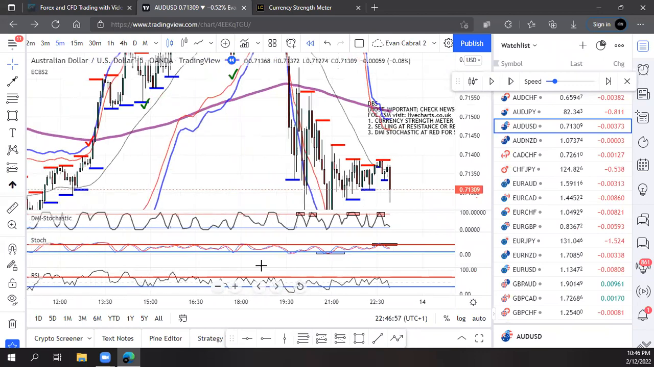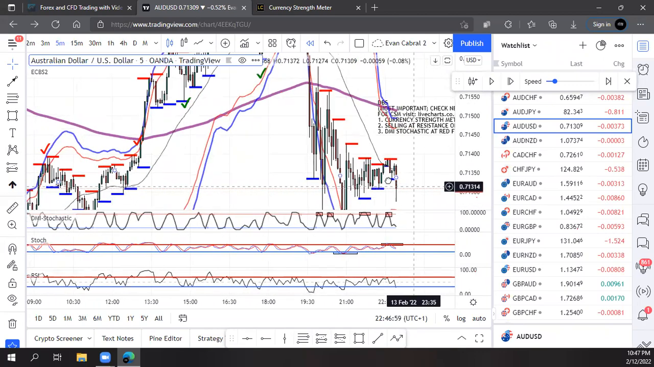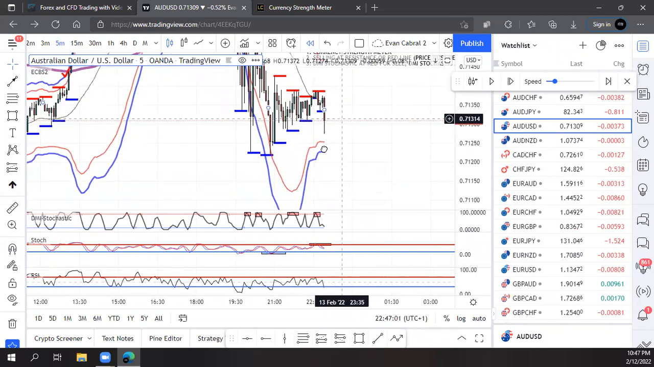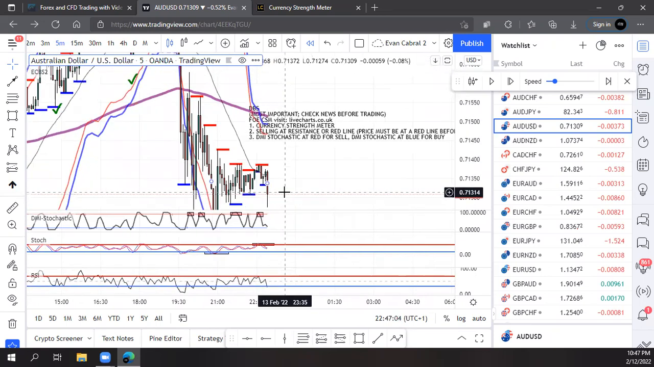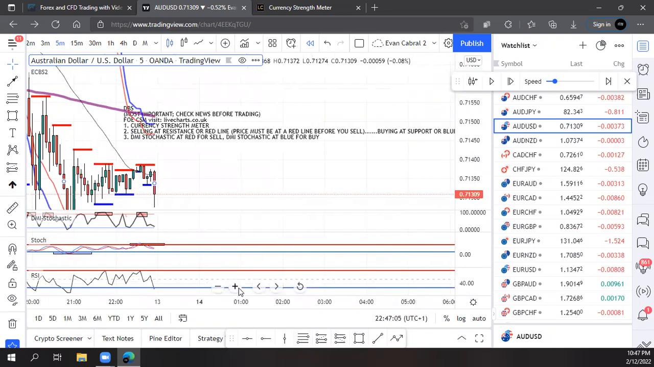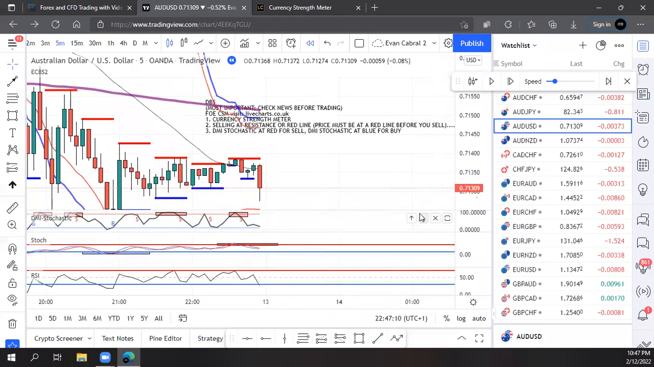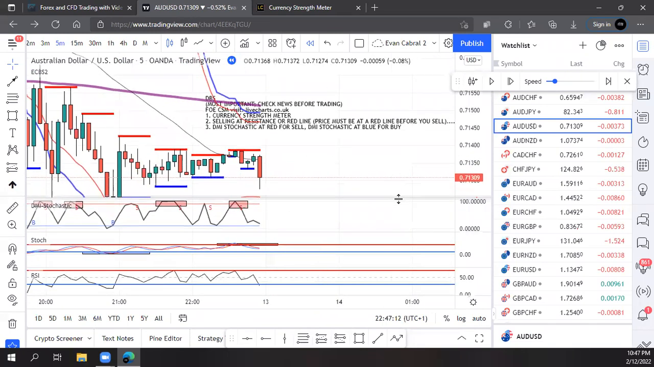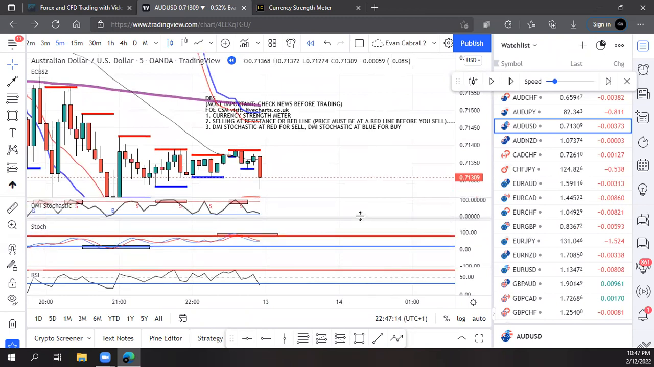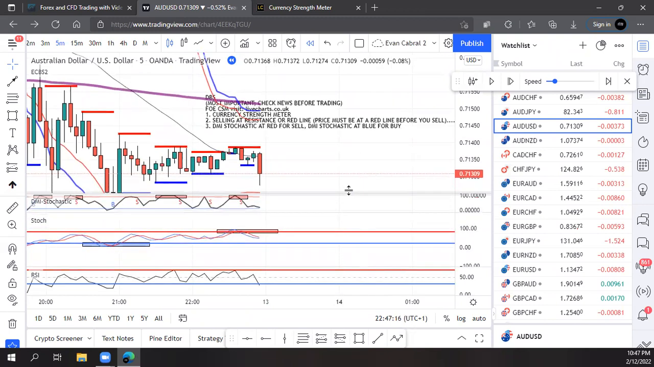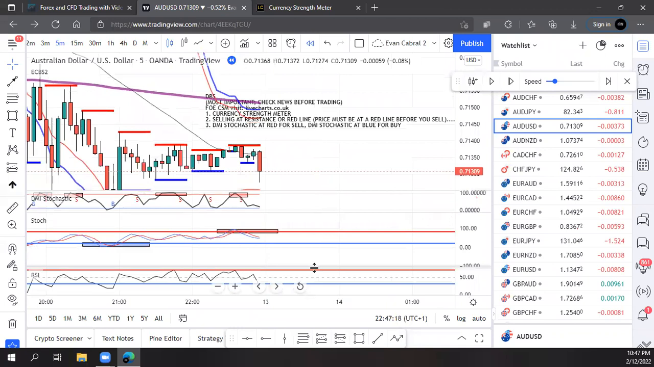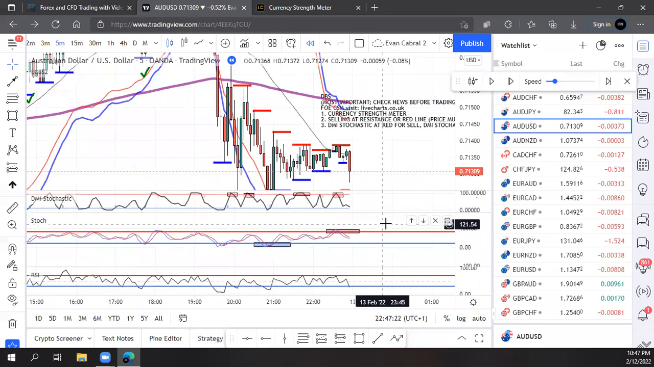And let me look for something else. So the stochastic, that's basically what we're looking for once we're considering the stochastic. All right, so let me just make this a bit wide. All right, so we know what we're doing.